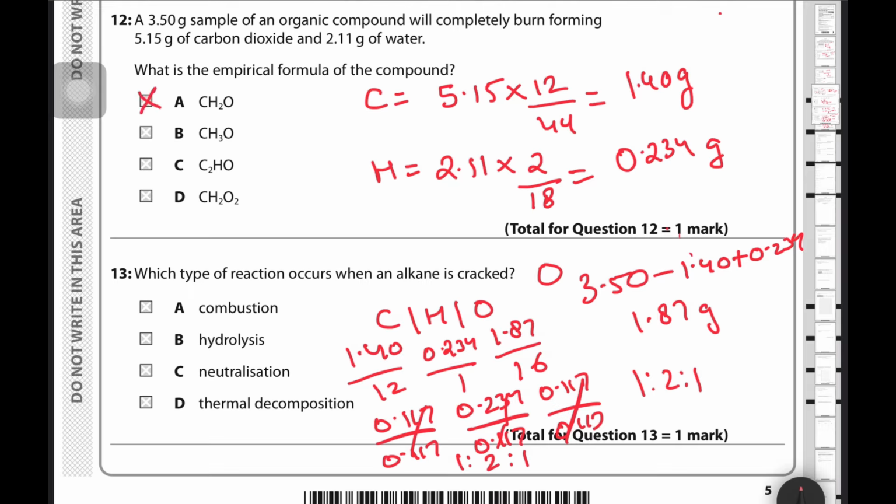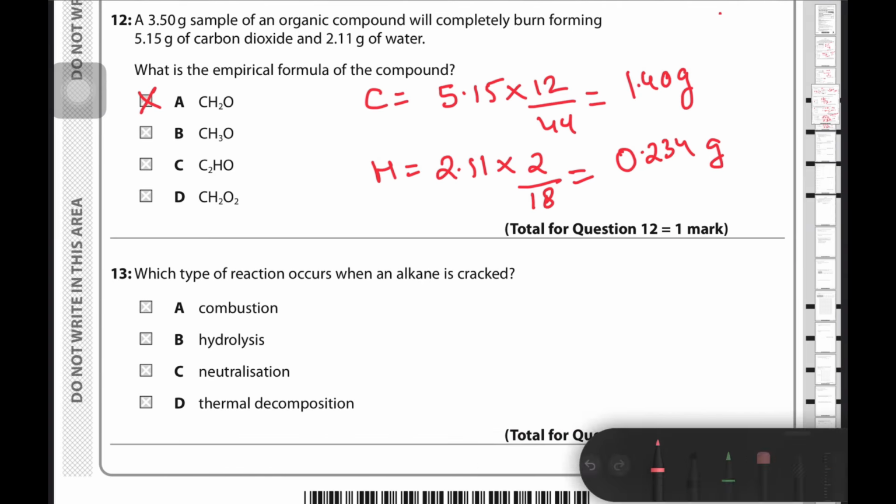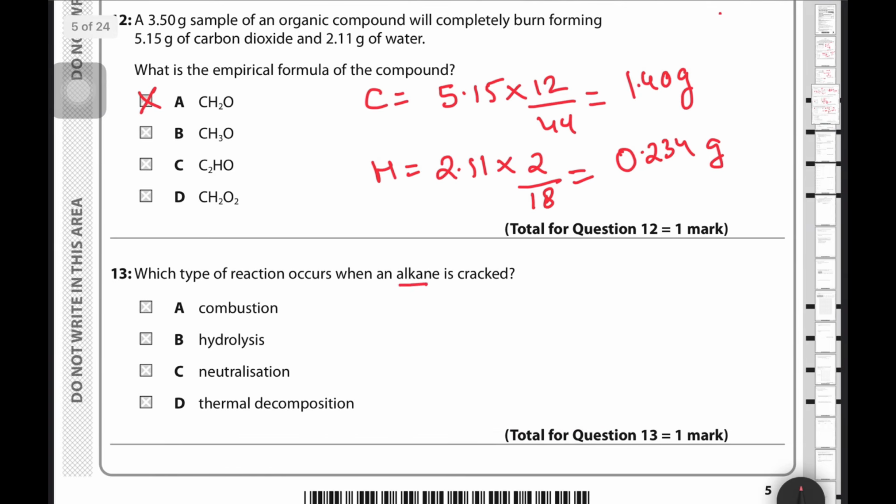So the answer is A, CH2O. I hope this is clear. For 1 mark, this is a crazy question. Which type of reaction occurs when alkane is cracked? Cracking, obviously, thermal decomposition. There is no other go. Thermal decomposition is the breakdown of compounds by heat. And that's what's happening in cracking, right?